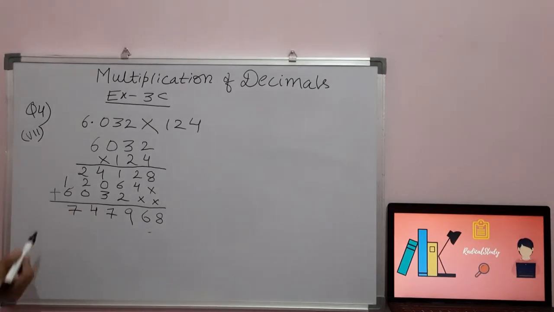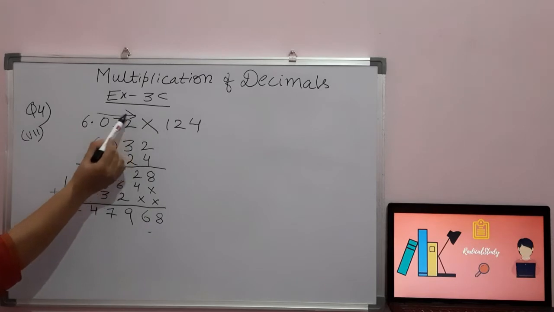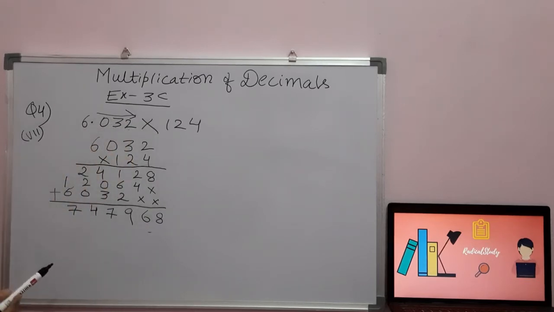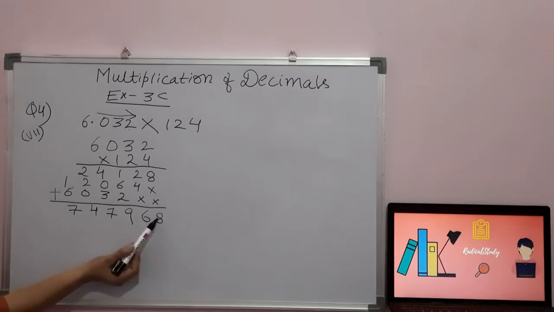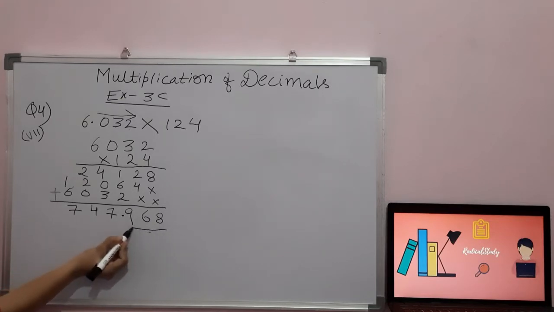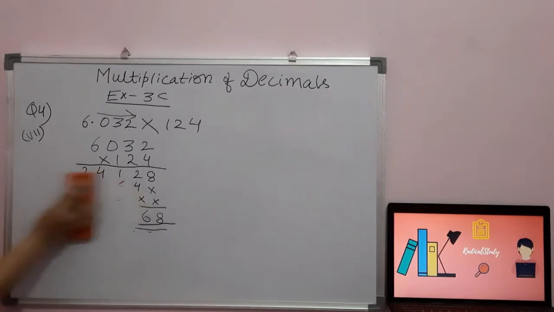Now what we have to do? Which number is having decimal? This number is having decimal. So we have to count from the right hand side after the decimal. 1, 2, 3. How many digits are there? There are 3 digits after the decimal. So 1, 2, 3. From the extreme right we have to count and we will go towards left. तो यहाँ पे 3 नंबर के बाद मैंने क्या लगा दिया? पॉइंट. So this is the answer 747.968.